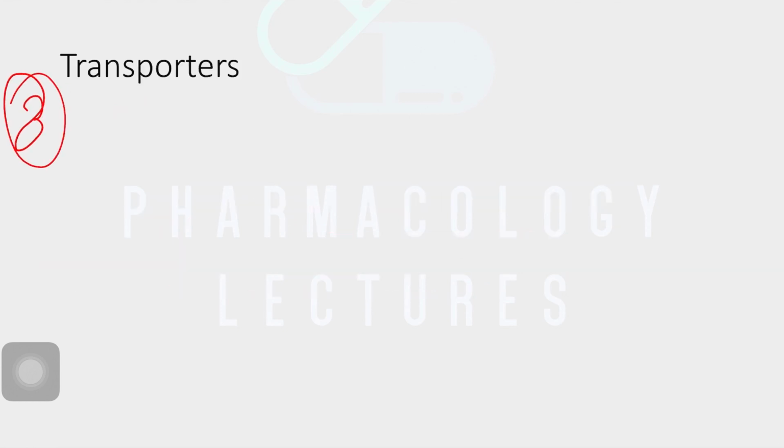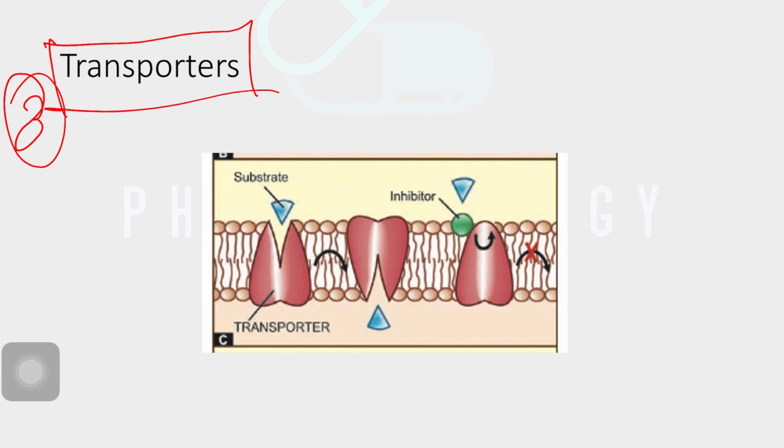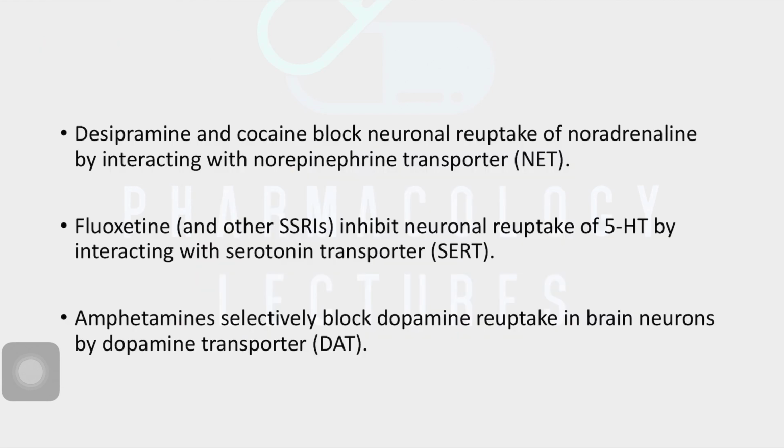A drug may interfere with a protein in the form of transporters. We already saw this transport system across the membrane, where substrate transport is carried out with the help of transporters. So a drug may interfere with this transport function so that the substrate no longer gets to the other side of the membrane, which may interfere with the function and produce its effect. So these are some of the examples.